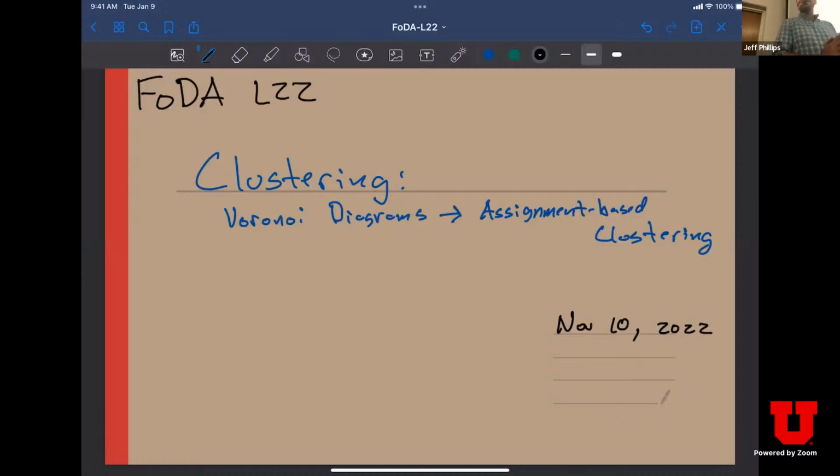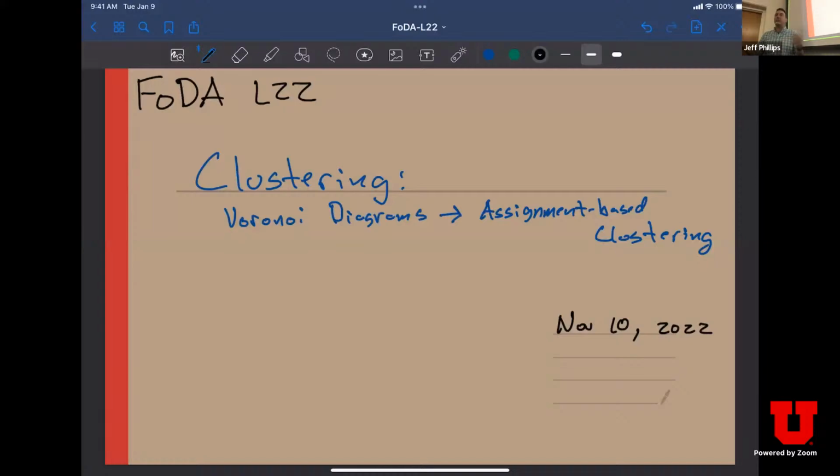All right, so let's get started, everyone. We are switching topics in the class and going to start talking about clustering. This will be one of the four main approaches to data analysis we'll be talking about this semester. It's another one of these unsupervised methods.